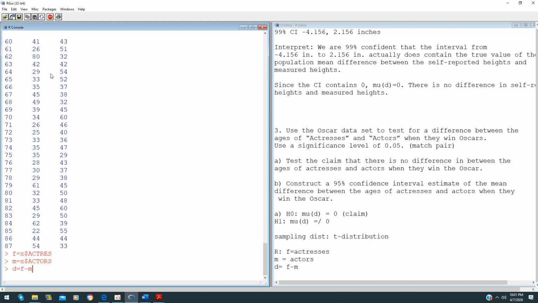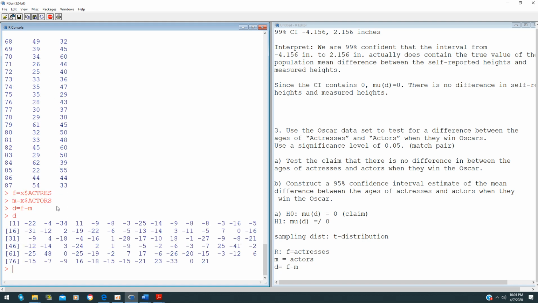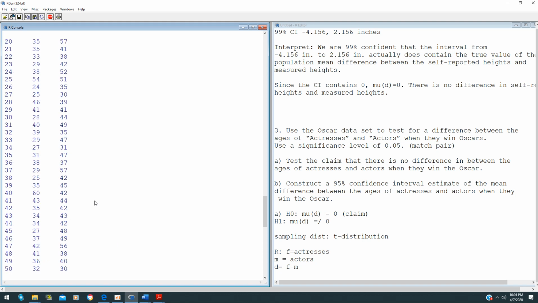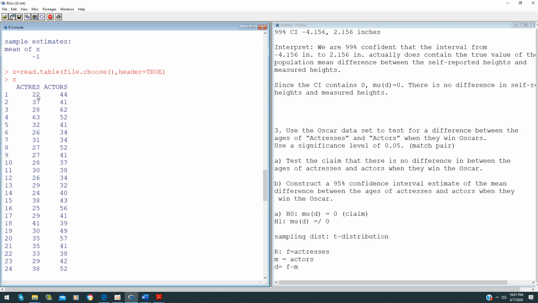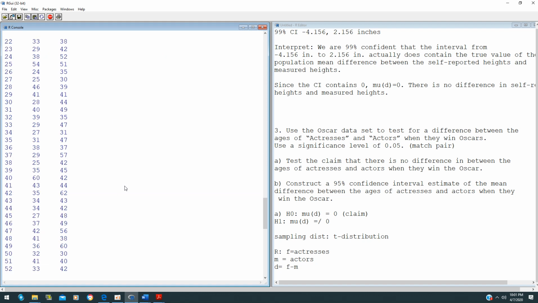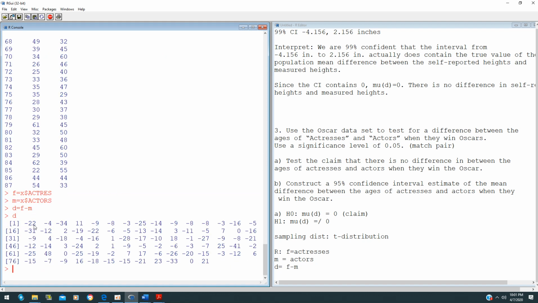So be careful with how you label this, because you will get a lot wrong if you don't. So d in this case is a difference. What is this negative 22? They take the difference between the first winners. If you take 22, take away 44, that's why you get negative 22. And if you take 37 minus 41, that is negative 4. So you find out that this is how they got the difference here. So in order for us to do the hypothesis testing here, we do t.test, d, mu equals 0, and alternative equals two-sided.